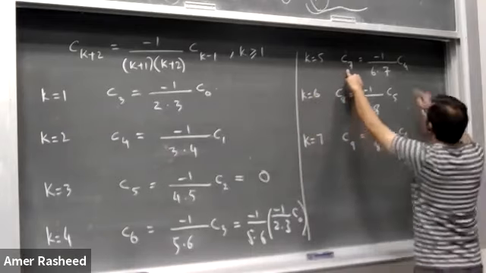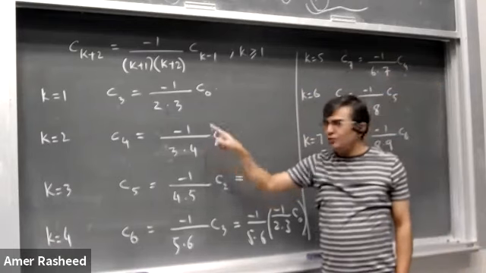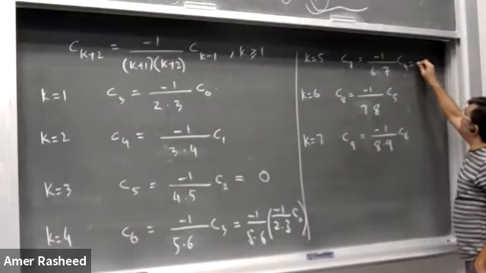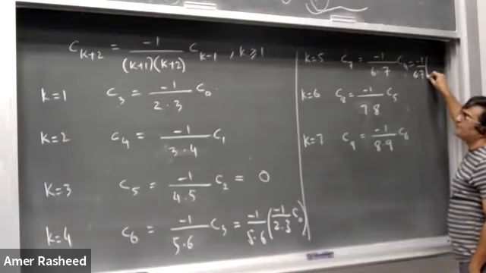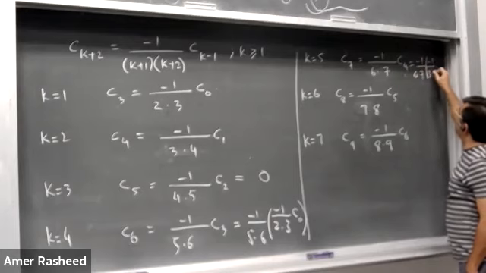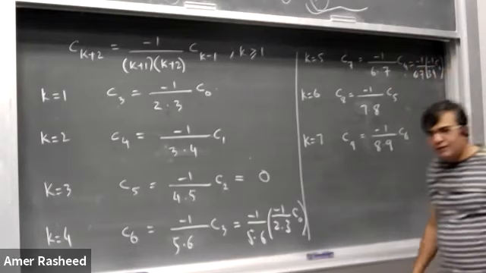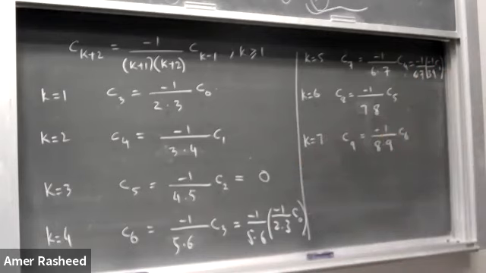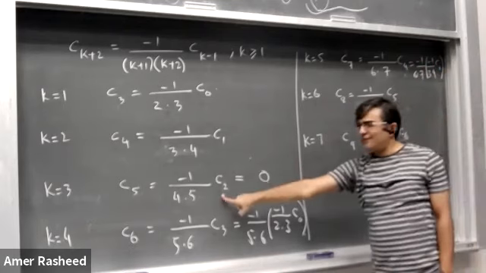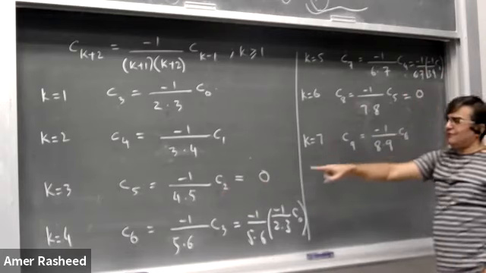The value of C7 has C4, which we already have. You put here the value of C4, which becomes -1 over 6 times 7 times -1 over 3 times 4 into C1. You can see what I am writing here. Now you have C8, which has C5. You already have C5, which is 0, so this becomes 0 because C5 is 0.